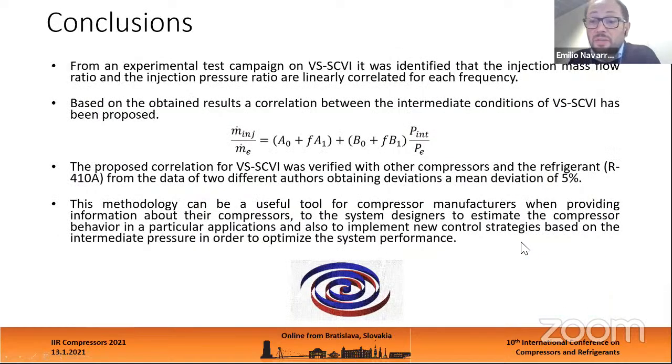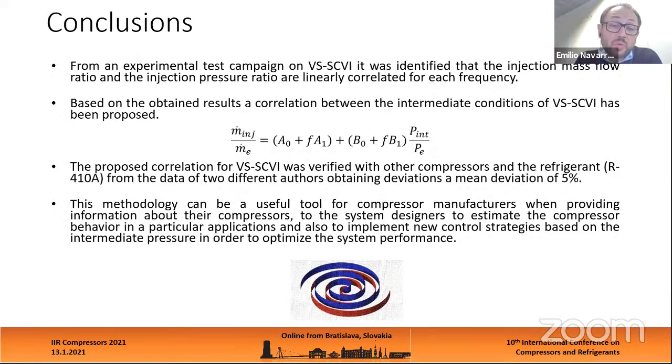So based on that, the main conclusions of this work are that from the test campaign that we have performed for the variable speed vapor injection scroll compressor, it was identified that the injection mass flow ratio and the injection pressure ratio are linearly correlated for each frequency. Based on these results, we have proposed this linear dependency of the parameters with the frequency. We have evaluated the variability of this correlation with two additional vapor injection scroll compressors, and the results always show a mean error around 5%. We also have to admit that we probably need more information in order to gain some confidence in the correlation that we are using. The results are not bad.